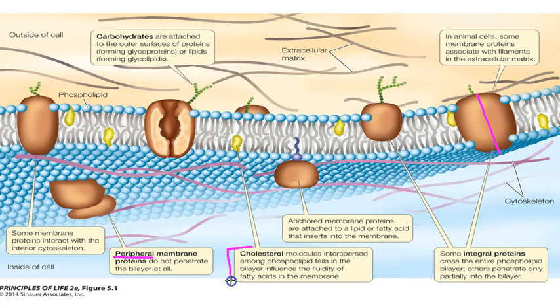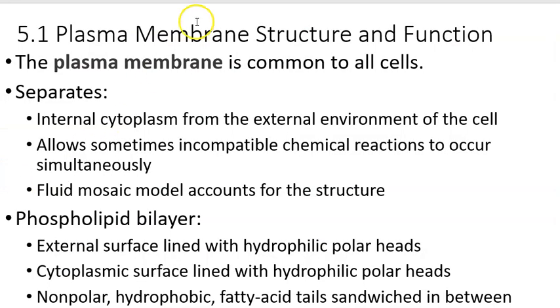Cholesterol is a big constituent in plasma membranes. It helps influence the fluidity of fatty acids in the membrane and helps determine what is fluid and what's not. You can see right here that carbohydrates are also important, and carbohydrates are about signaling. Different carbohydrates on the outside of cells are like an identification marker. They signal different things. Proteins, lipids, carbohydrates, and cholesterol are all involved with the plasma membrane.